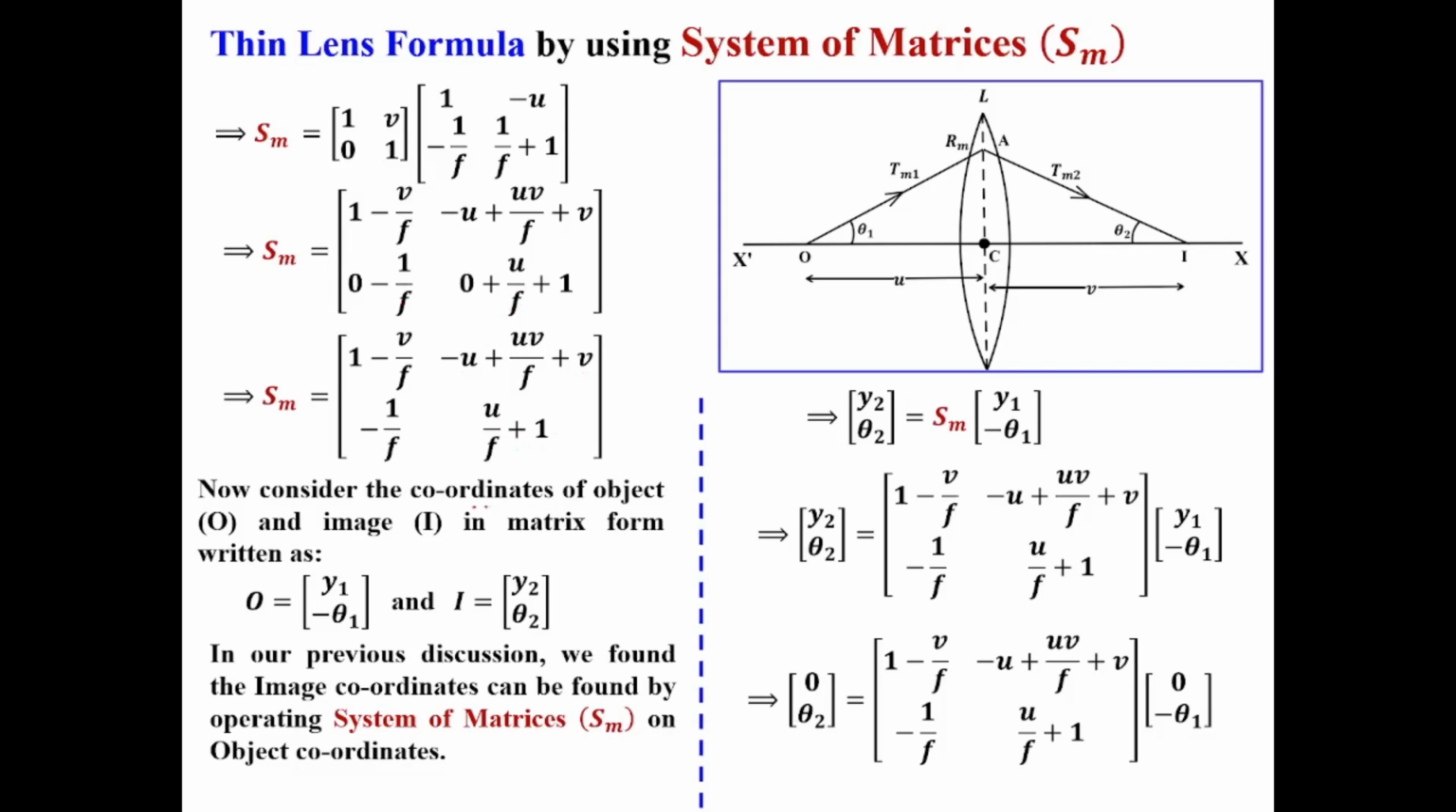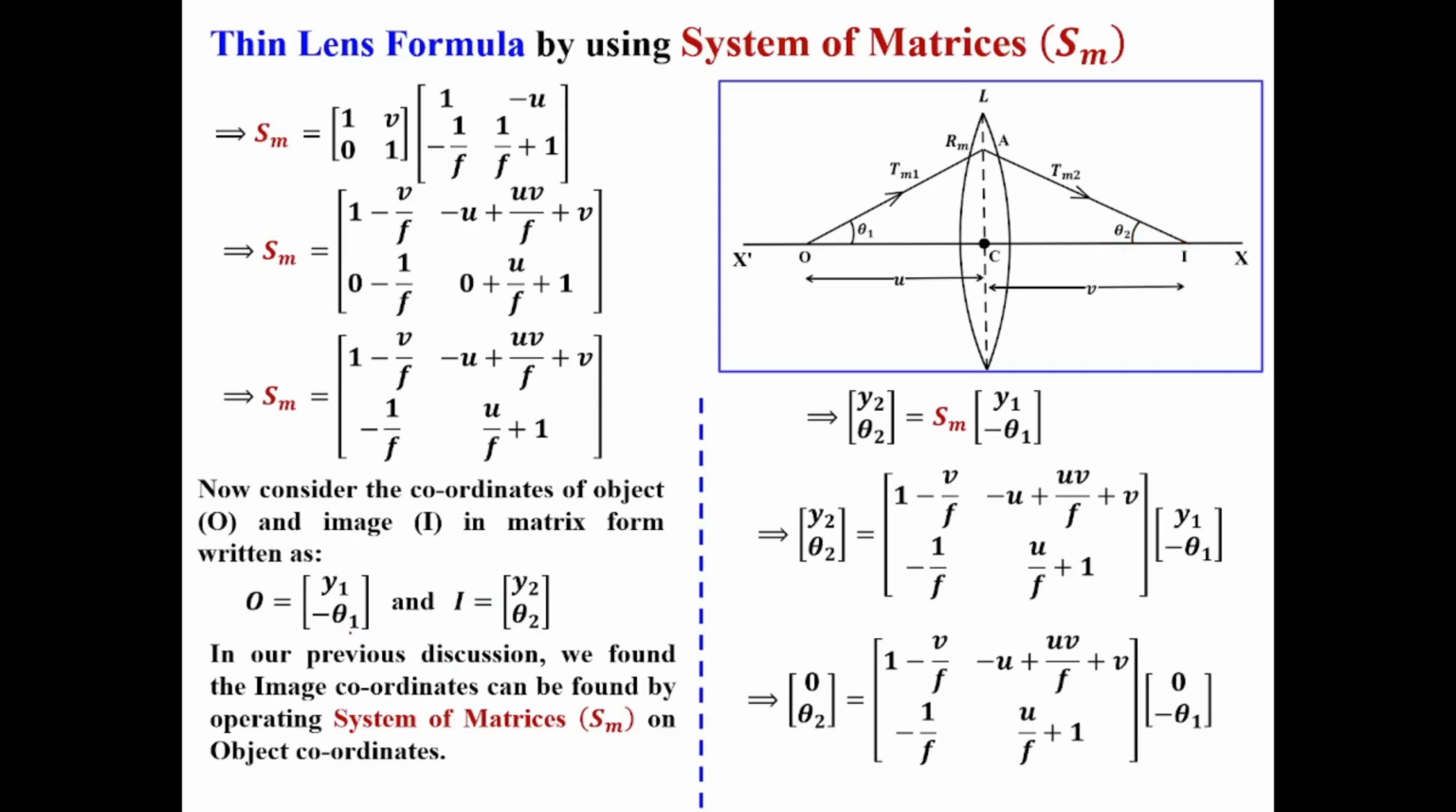Now consider the coordinates of object and image in the matrix form. It can be written as follows. Here you can see the object information is this one. For this case, the object height is not there. First write in general: object information means y1, theta 1, and here y2, theta 2.